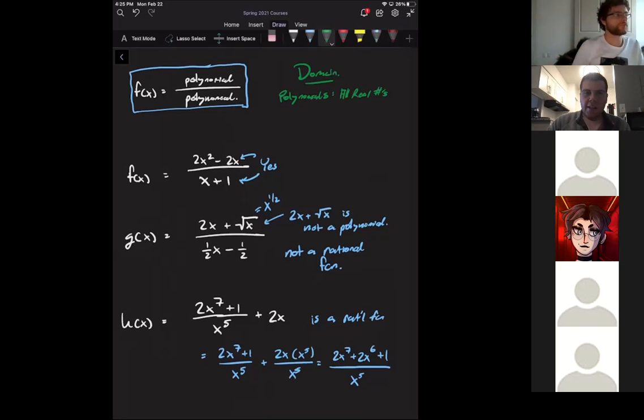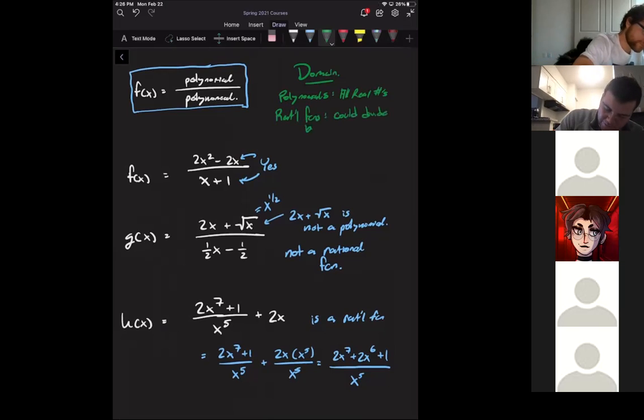Someone have a thought? Might have to divide by 0. Yeah, exactly. So rational functions, we could divide by 0. So we need to be careful that we never divide by 0. So we need to make sure that we don't include the numbers in our domain that could have us divide by 0.